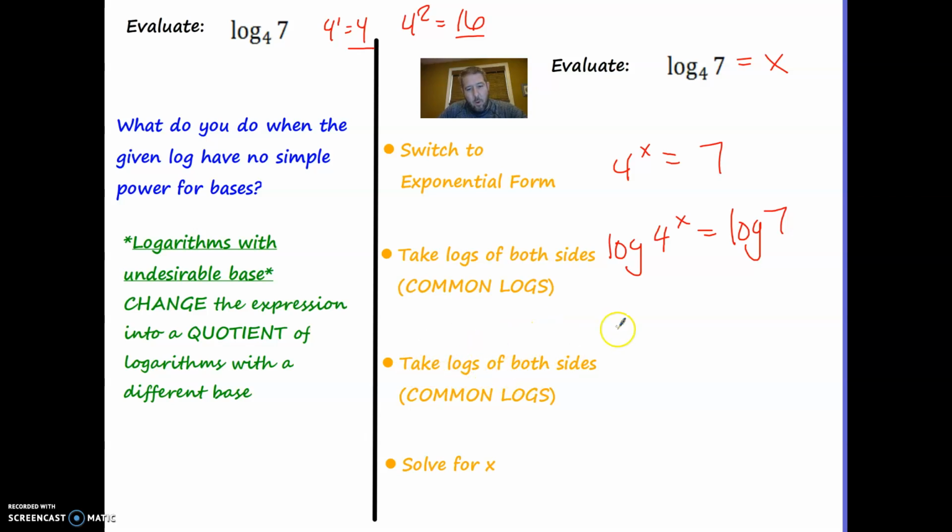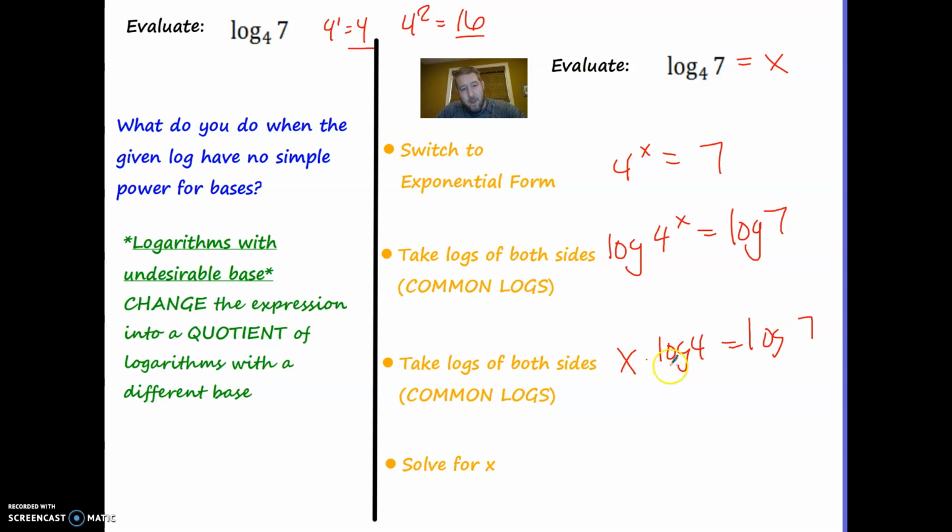And then I'm going to use the power property, which states that anytime you have a power of an x here, which happens to be the letter x, then you can move it to the coefficient. So x times log of 4 equals log of 7.